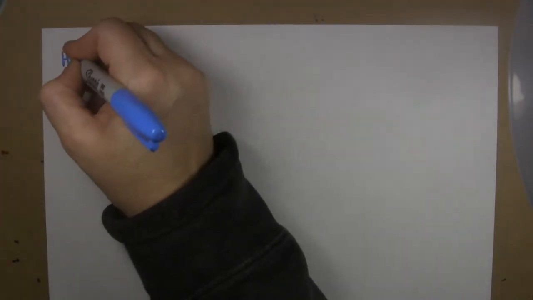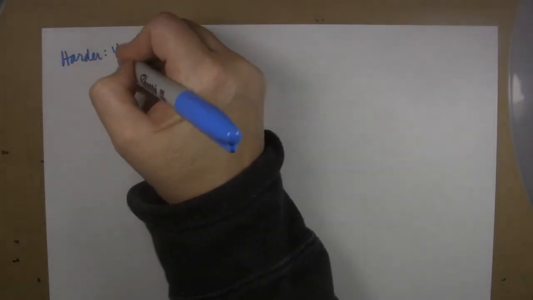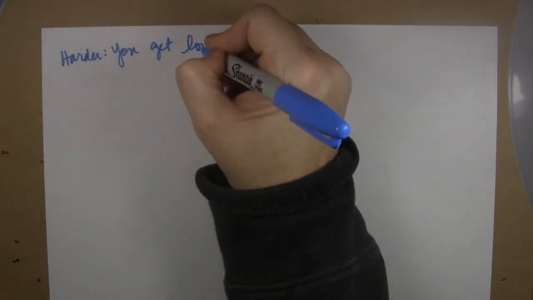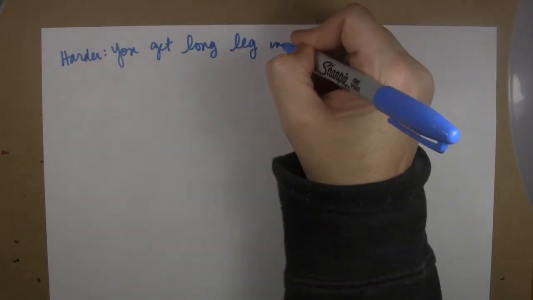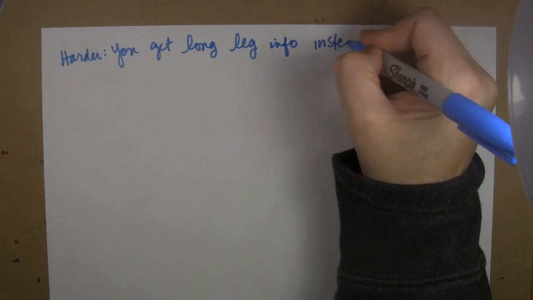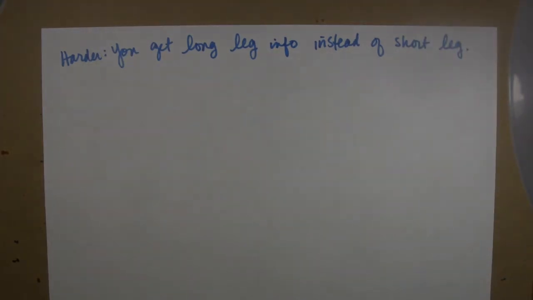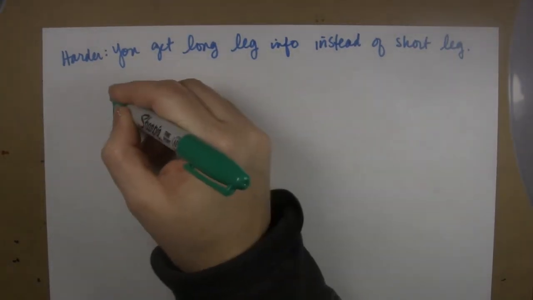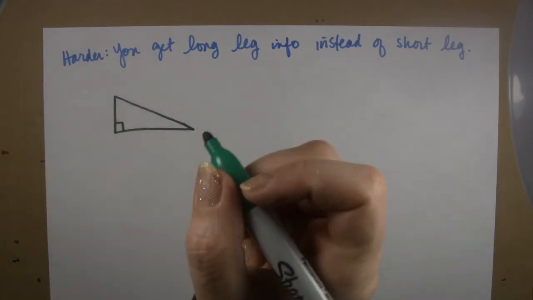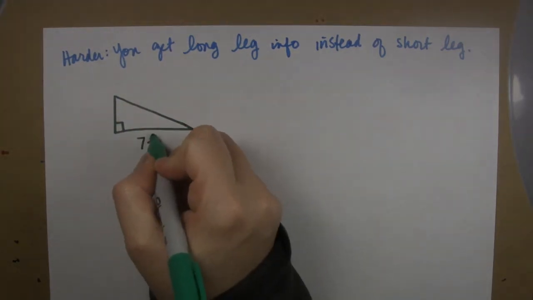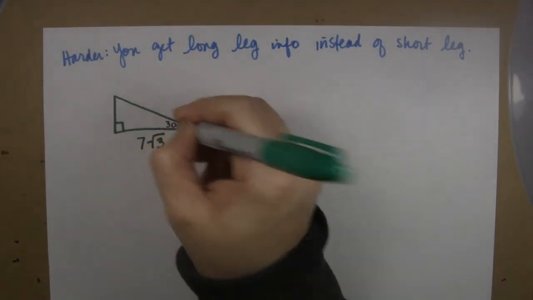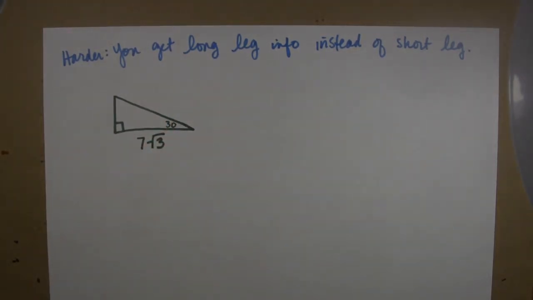So one way that we can make it harder is that we can get the long leg instead of the short leg. Let's draw. So here we go, and this time we are given that this is 7 root 3. So how are we going to calculate this?